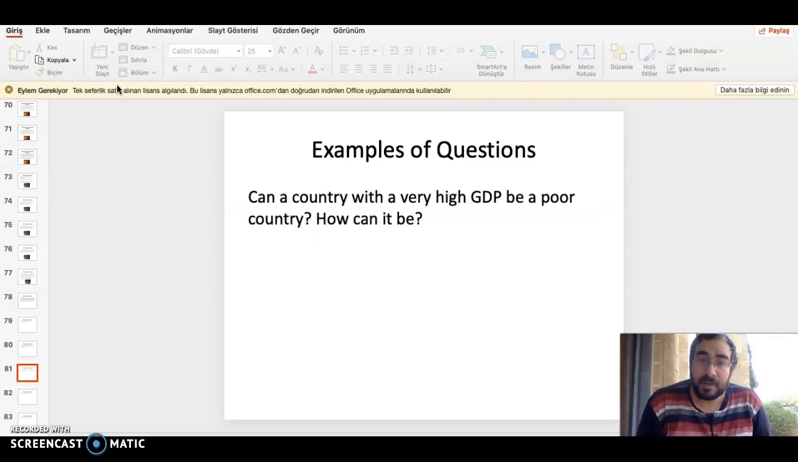Can a country with a very high GDP be a poor country? Can it be? Yes. It's a simple question, but it just reminds you what is at the top. If that country has a very large population, and you divide that very large GDP by a very large population, you get a low number. GDP per capita is low. In that case, yes, that country can be a poor country. One example is, as we've seen before, India.